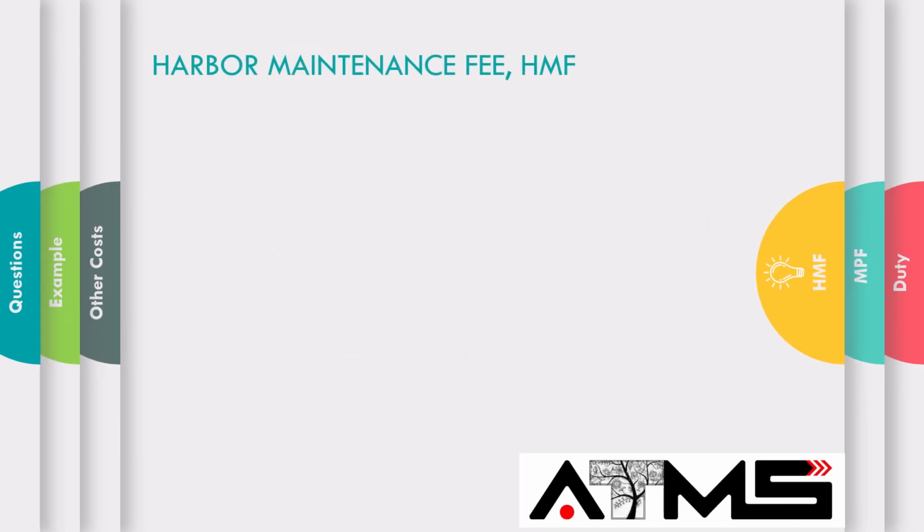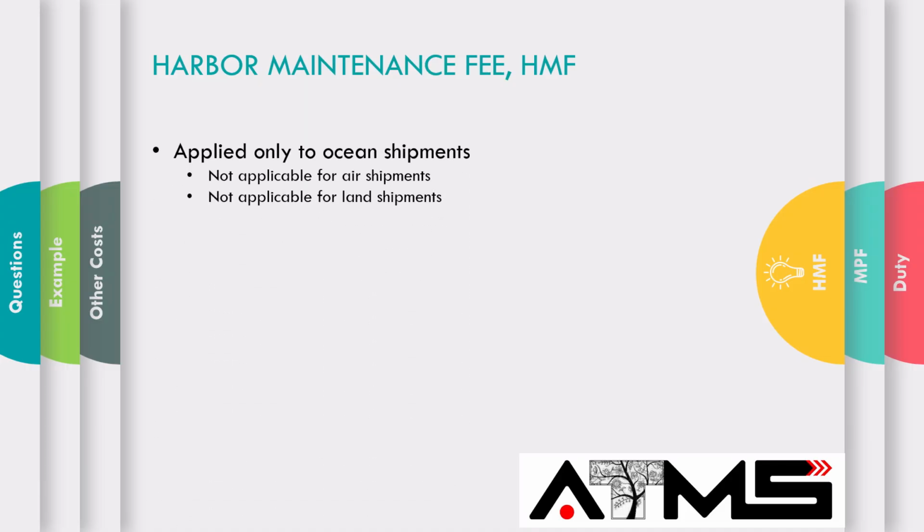Second is the Harbor Maintenance Fee, HMF. This is charged only on ocean shipments into the U.S. As the name suggests, this fee supports maintenance of U.S. ports and is applied only when importing by sea. No HMF is charged for imports by air, land, or rail.